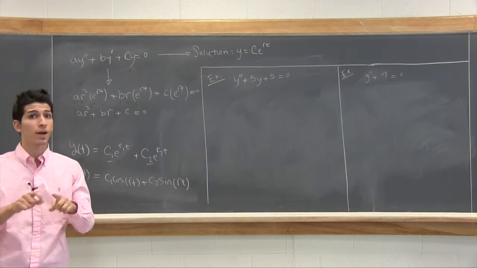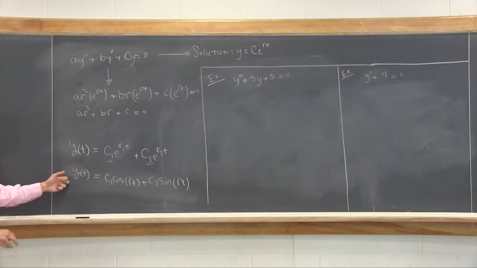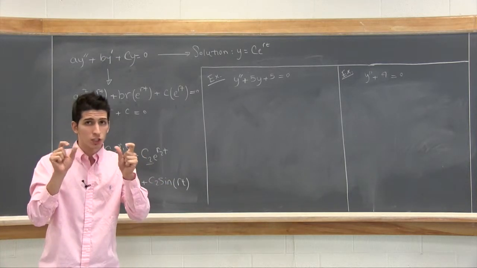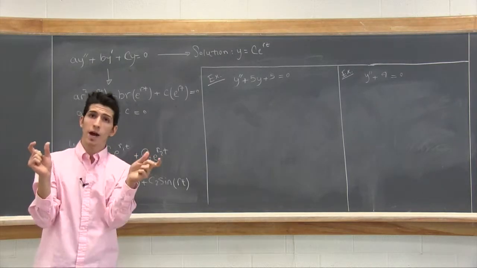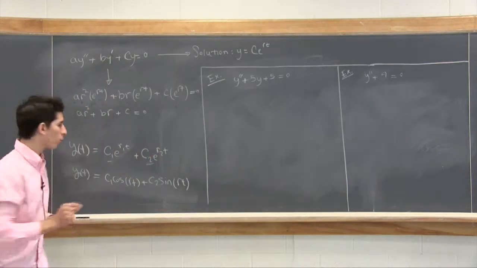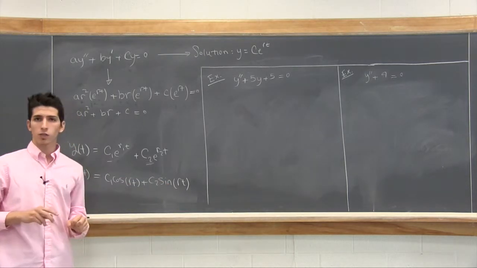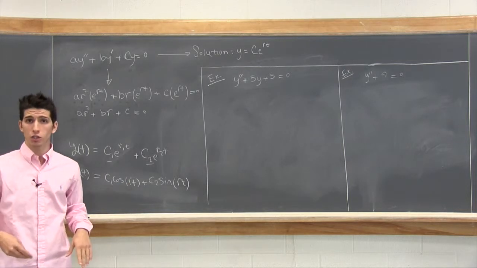If they're purely imaginary, meaning there is no real part, then your solution is going to be of this form. Remember how imaginary roots happen in pairs, so if you have 4i, there's going to be a minus 4i. Well, you just take the 4 and plug it in, and you put it into the sine and cosine function, multiplying by constants, and there you have your general solution.